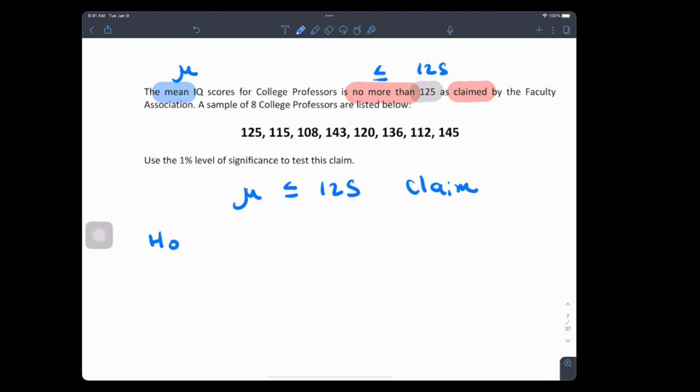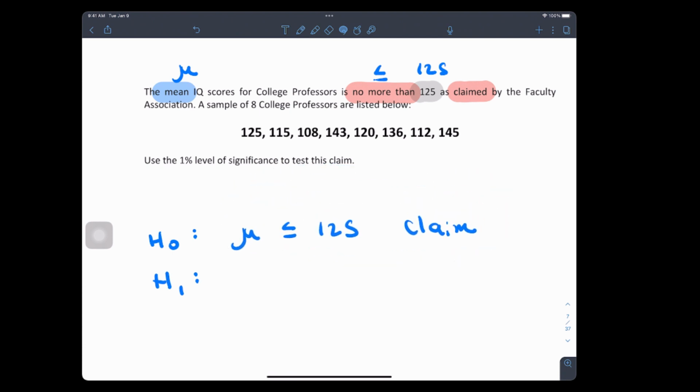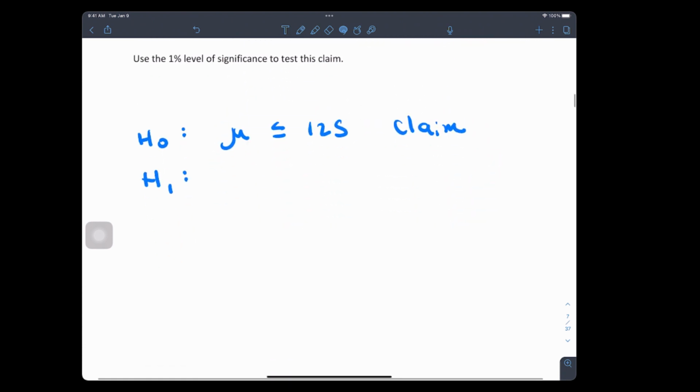Where does this information belong? Is that a null or is that an alternate? So that belongs in the null position. Is that right? What's the opposite of that statement? Mu is going to be what? Greater than 125. Anybody have any questions on this part?